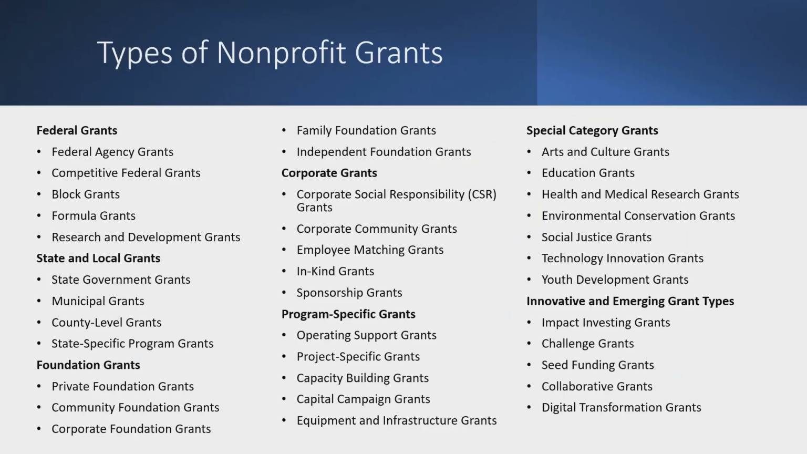Nonprofit grants come in many forms, each serving different purposes and sectors. They include federal, state, and local grants, such as competitive federal grants, block grants, and municipal support. Foundation grants range from private and corporate to community and family foundations. Corporate grants often support social responsibility and employee engagement efforts. There are also program-specific grants, capacity building and capital campaign grants, as well as special category grants for areas like arts, education, health, and technology. Understanding these options helps align your funding strategy with the right opportunities.